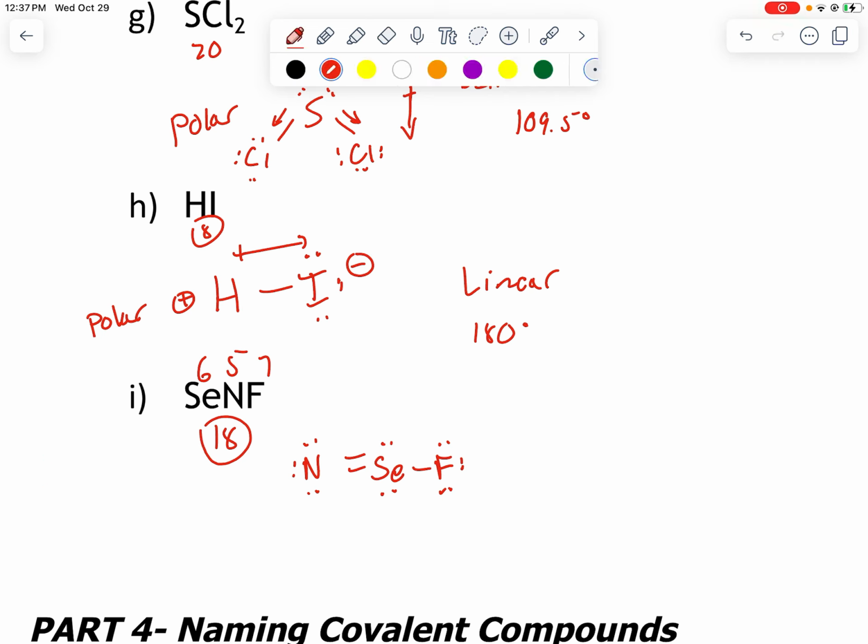All right, so this number is 20. We're over by 2. We added the double bond. So now we got to go back and erase dots. Actually, I'm going to erase the bottom one. There we go. So now the new shape is going to be bent.